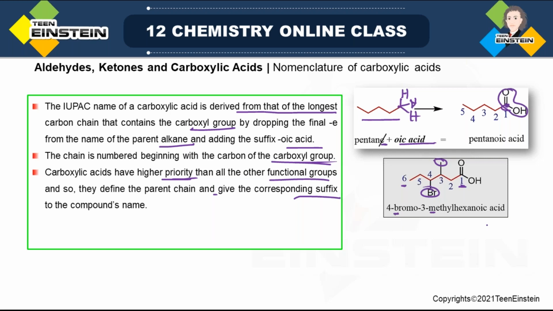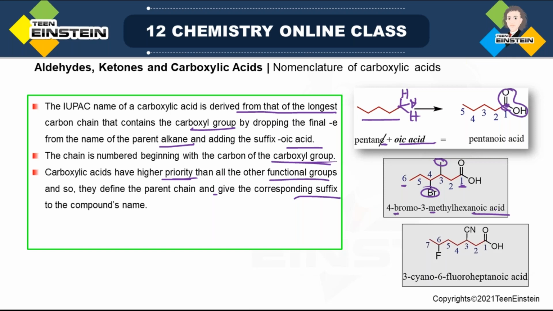Then as usual, as we have already seen in the first example, pentane is converted to pentanoic acid. In this case, the parent alkane is hexane, but we drop the E and add oic acid. The longest chain is 6 carbons. Next example.